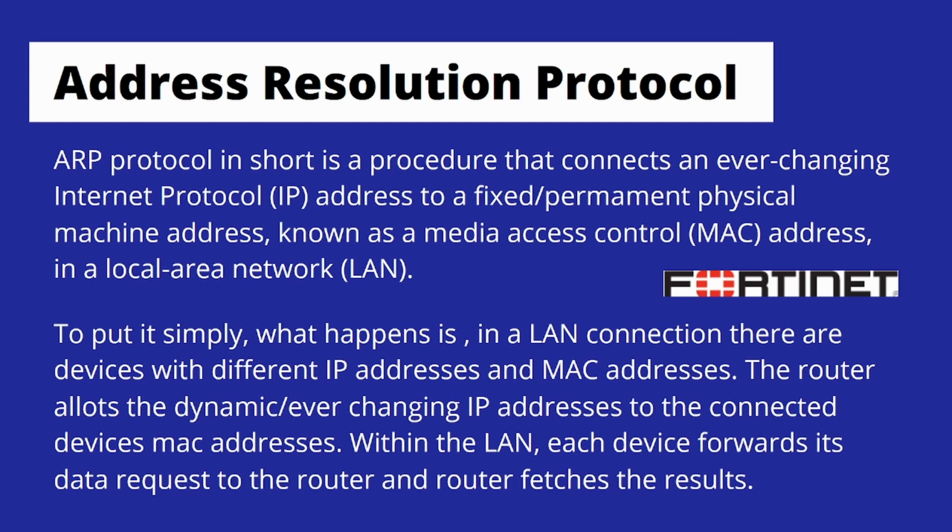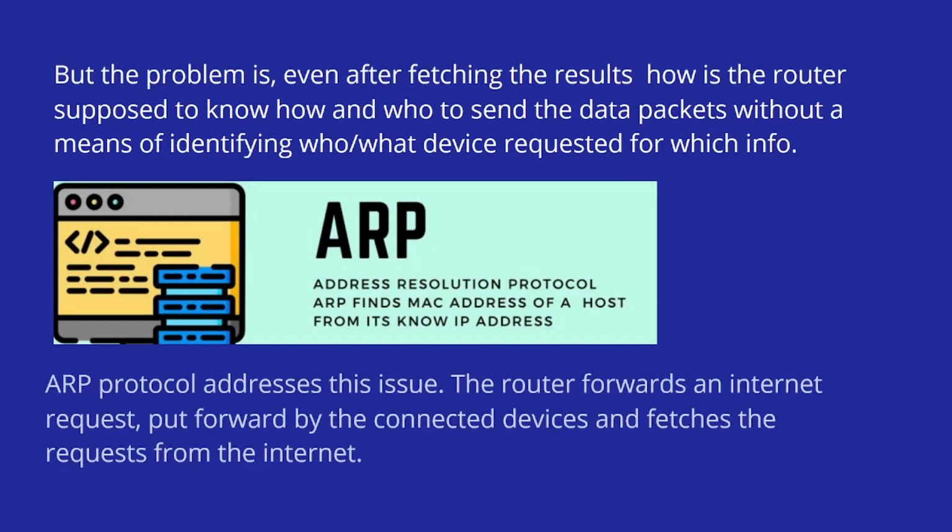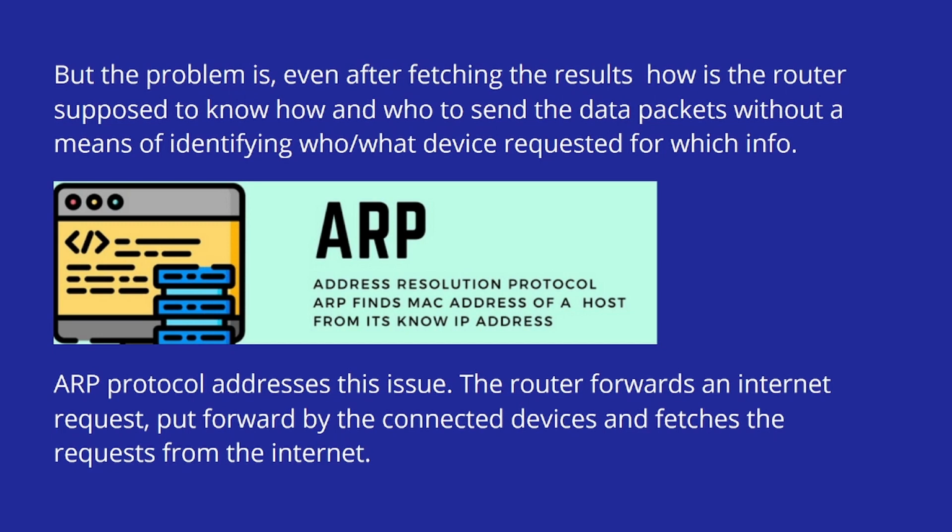Each device forwards its data request to the router and the router fetches the results. But the problem is, even after fetching the results, how is the router supposed to know who and how to send the data packets without a means of identifying which devices requested which info? The ARP protocol solves this issue.